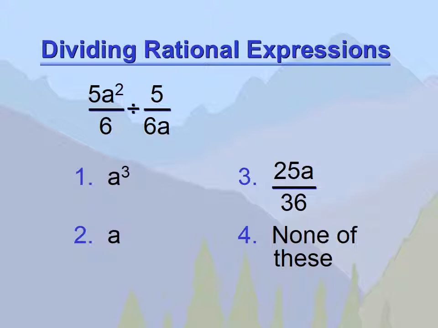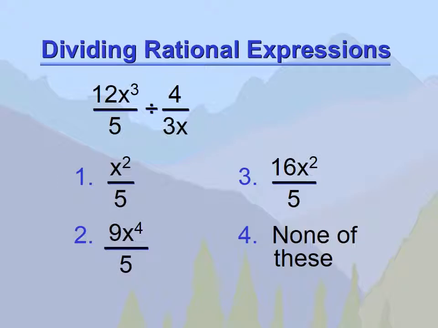Go ahead and try this one on your own. So you should have flipped, and instead of having 5/6a, had 6a/5. So the 5's will cancel, and so will the 6's. And you should have been left with a² times a, which is a³. Go ahead and try this one now.